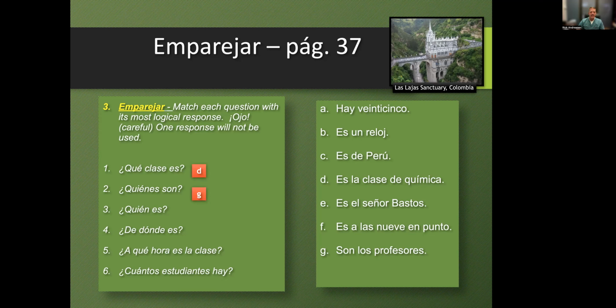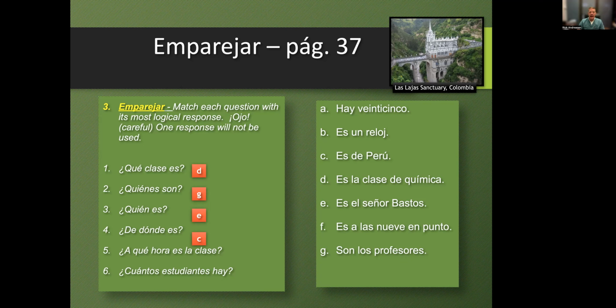Número 3. ¿Quién es? Letra E. Es el señor Bastos. Clase, repitan, es el señor Bastos. Bien, número 4. ¿De dónde es? Clase, repitan, ¿de dónde es? Letra C. Es de Perú. Clase, es de Perú. Número 5. ¿A qué hora es la clase?